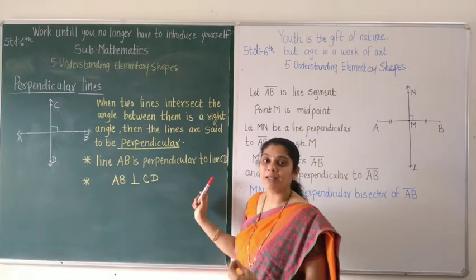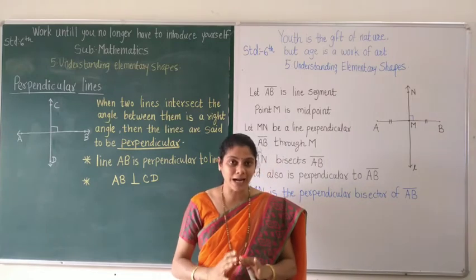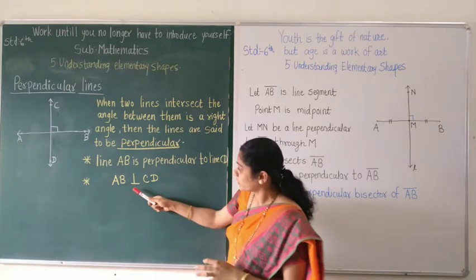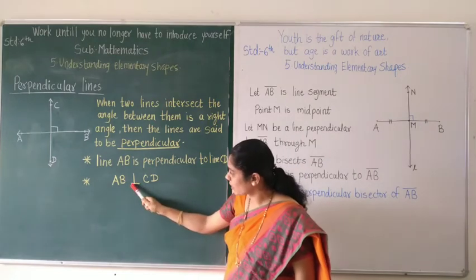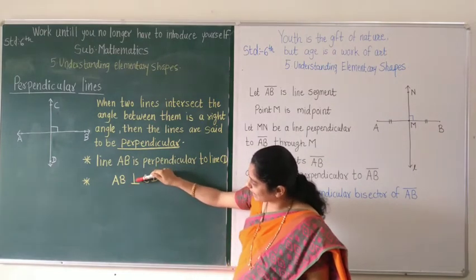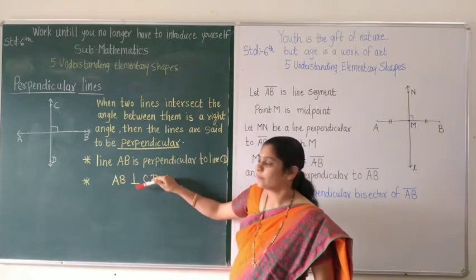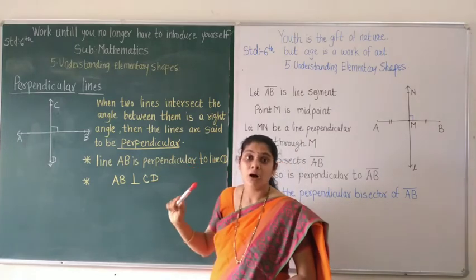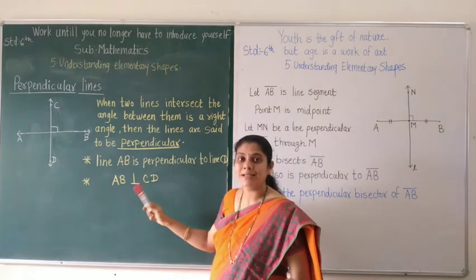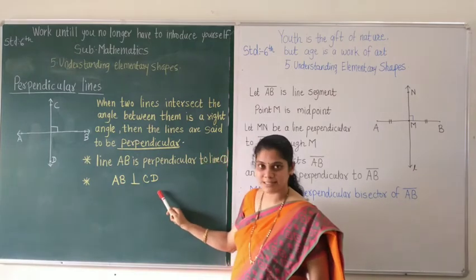How can we write it using a symbol? Instead of the word perpendicular, we write a symbol, an inverted T, okay? You can see this is a horizontal line and this is a vertical line which makes a 90-degree angle. So this is the symbol of perpendicular lines. Instead of writing in words, we can use the symbol and write AB perpendicular CD.